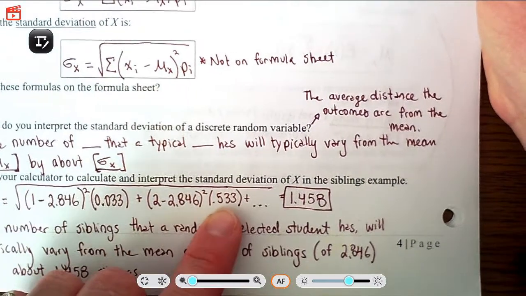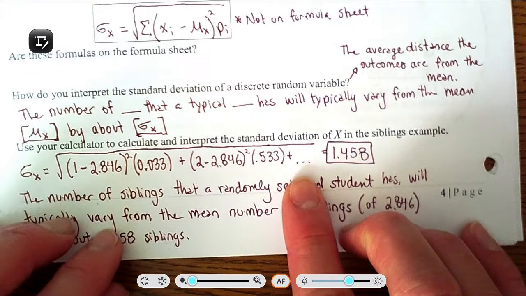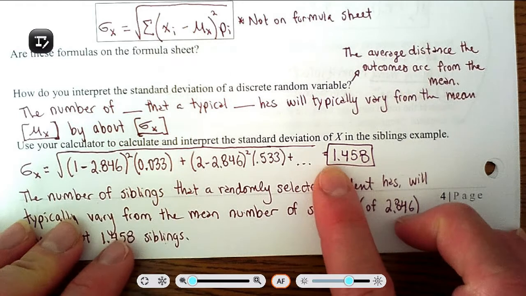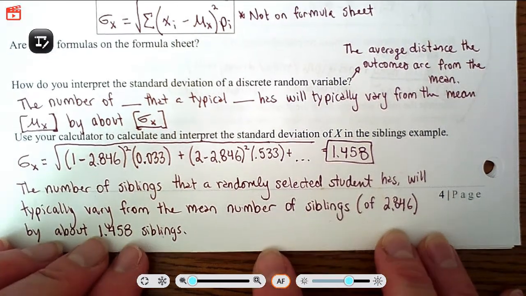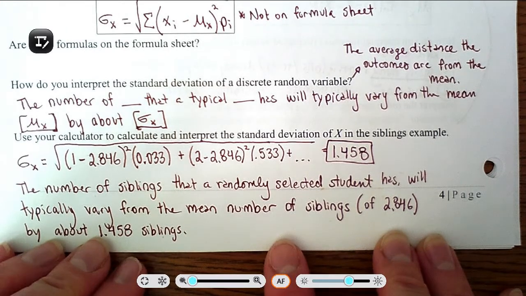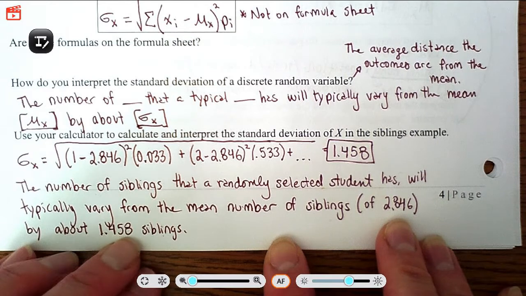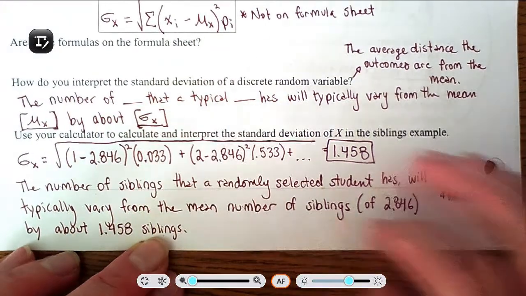After just a couple of terms, I'm going to put a dot dot dot because this is kind of tedious. In the end, my calculator tells me I get 1.458. The number of siblings that a randomly selected student has will typically vary from the mean number of siblings of 2.846 by about 1.458 siblings, and that's using this sentence.